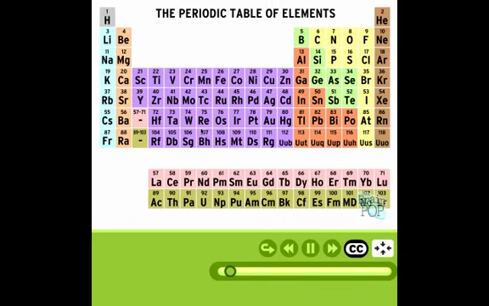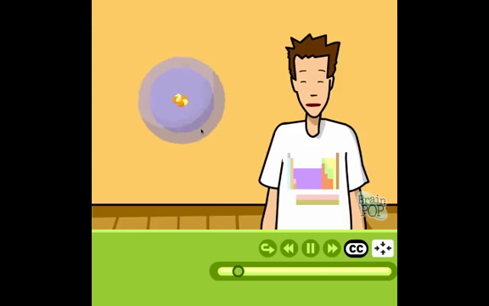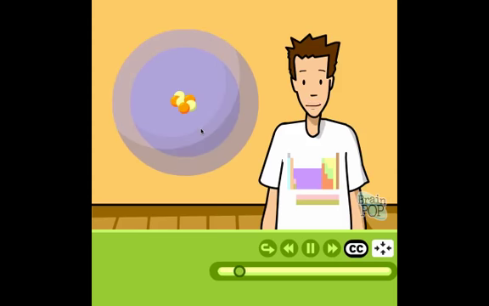The periodic table of elements may look complicated, but considering it's a list of all the chemical elements that occur in the universe, and then some, it's actually pretty simple. It categorizes elements according to the properties of their atoms. Atoms, you'll remember, are the smallest unit of an element.